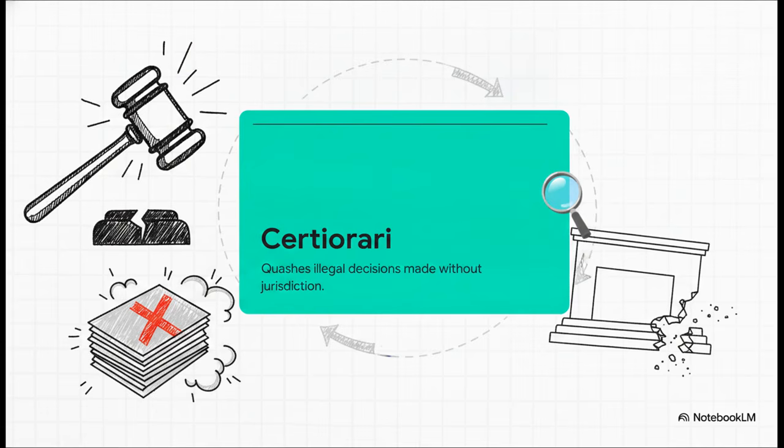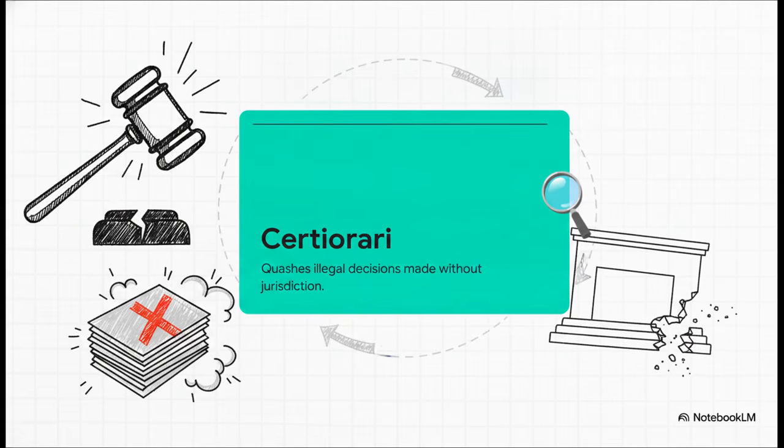Third up, we have Certiorari. This writ is all about correcting procedural illegality. It's used to literally quash or strike down an illegal decision that has already been made by a government body or a lower tribunal. If an authority made a decision that they had absolutely no legal jurisdiction to make, or if they completely violated the basic principles of natural justice in making it, the High Court uses certiorari to wipe that decision off the books.